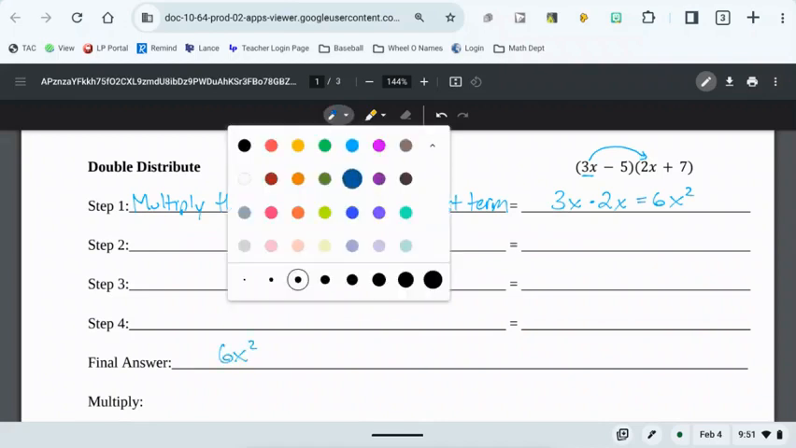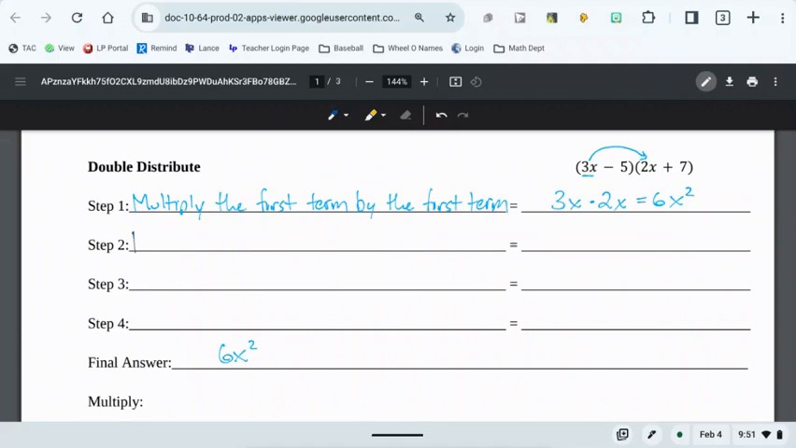Okay, the second one we're going to do, step 2, is we're going to multiply the first term by the second term. So we take 3x and we're going to multiply it by 7. 3x times 7. So we can multiply these. 3 times 7 gives us 21. And then we have an x.